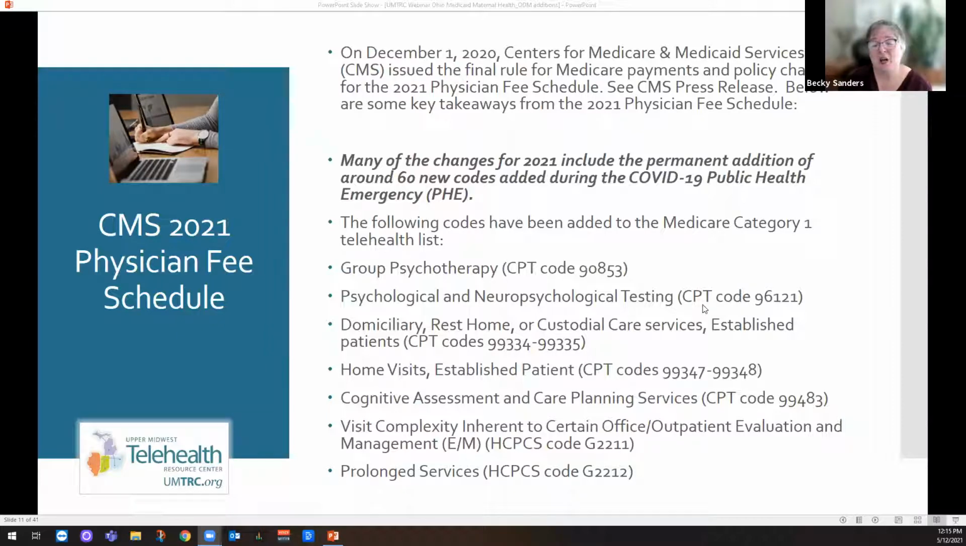So of those 80 codes that CMS had added under the public health emergency back in March of 2020, they took about 60 of them and have added them permanently to the telehealth fact sheet. So here's an example of some of those. See a lot of things around behavioral health, psychotherapy, psychological and neuropsychological testing, custodial care services for established patients, home visits for established patients, cognitive assessments and care planning, visit complexity for E&M services, and prolonged services.